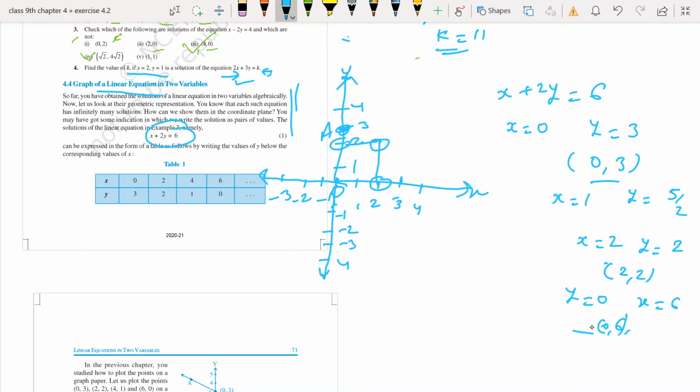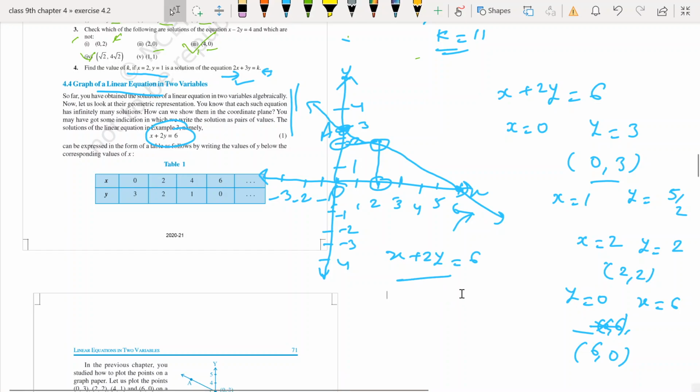Now here, this is not (0, 6), it will be (6, 0). x equal to 6, here it will be 5, 6, and y equal to 0. On the x-axis the y coordinate will be 0, so there will be a point (6, 0). Now we join all these points and we will get this line. This is the graph of the equation x plus 2y equal to 6. Now we move to the next topic.